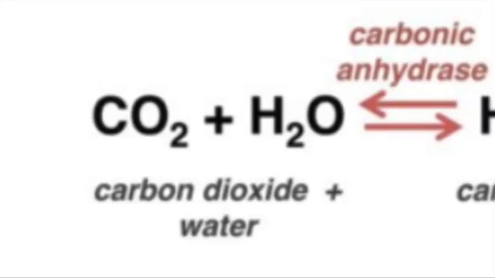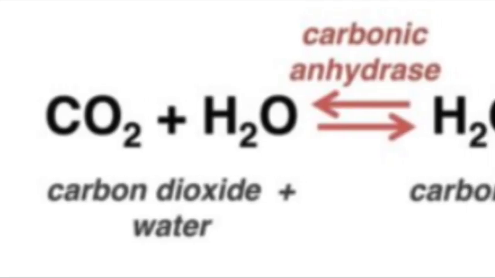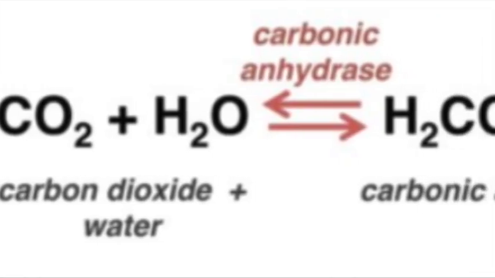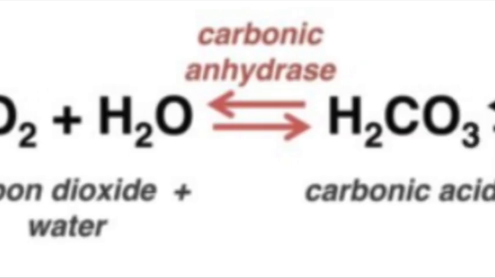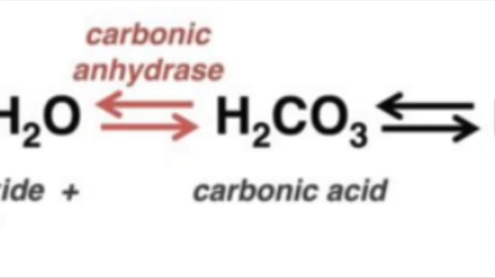And I'm visualizing this as part of the bicarbonate buffer system. You have CO2 plus H2O as reactants. You see that double-headed arrow, with arrows on the top and bottom in opposite directions. It's a reversible reaction, creating a molecule, carbonic acid, which is H2CO3.